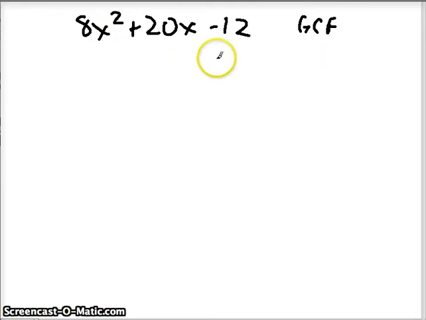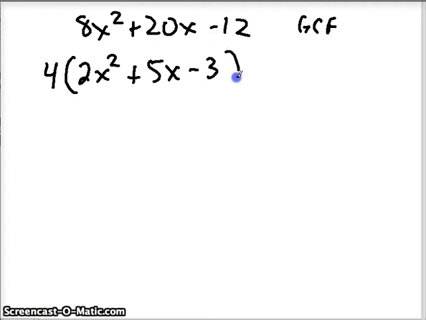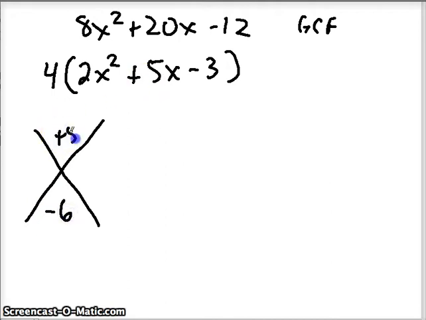Uh-oh, turns out that they do have a GCF. 4 is the biggest number that can go into each of these terms, right? So I'm going to take that out. So what's left over is 2x squared plus 5x minus 3. Well, after we took the GCF out, a is still greater than 1. So I'm going to still have to Xbox this. So 2 times negative 3 on the bottom, that's negative 6. And b is positive 5. So factors of negative 6 that add up to positive 5.